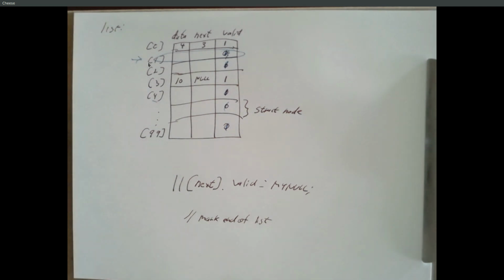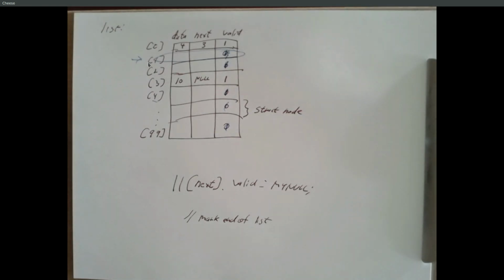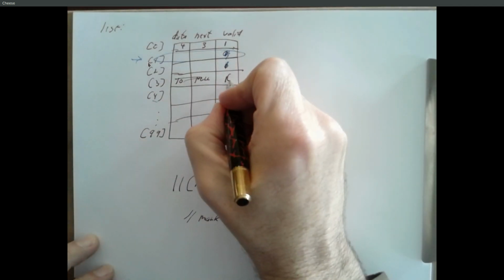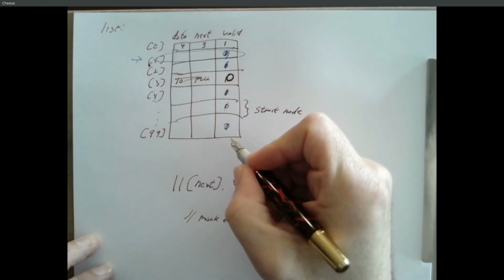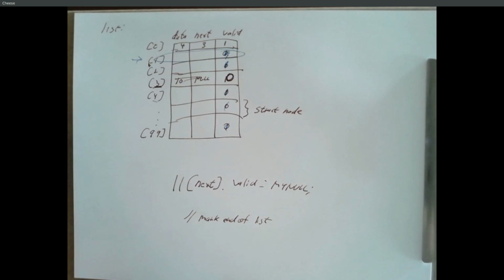So when you're looking for a new place to put something in your array, your code is going to call getNode, use the value that it gets back as the index. And then releaseNode is the opposite of that. You pass it an index number, and it basically sets the valid flag to 0. So if I delete this number down here, this 10, right, I'm going to make some changes to some pointers, but eventually I'm going to change this to 0. Instead of in my code saying set this equal to 0, I'm going to call releaseNode, and I'm going to pass it the index 3.